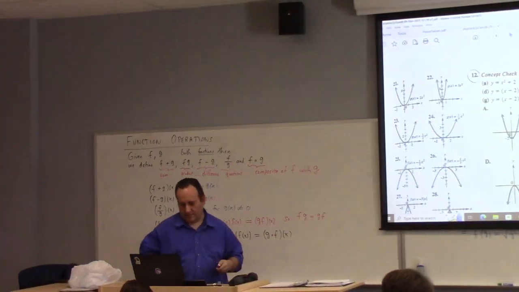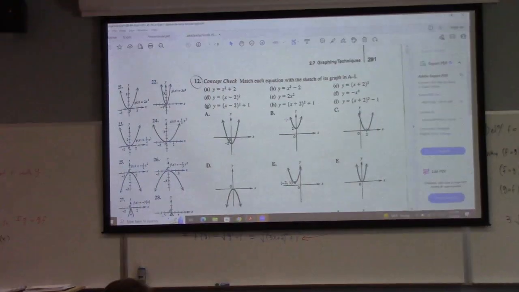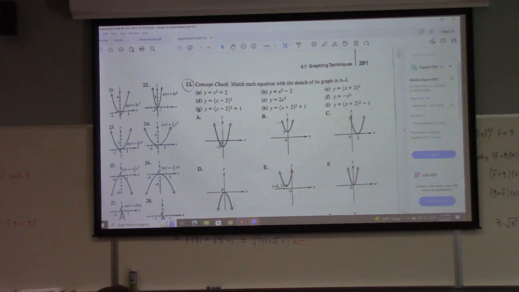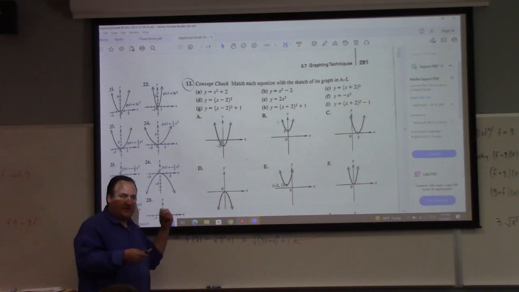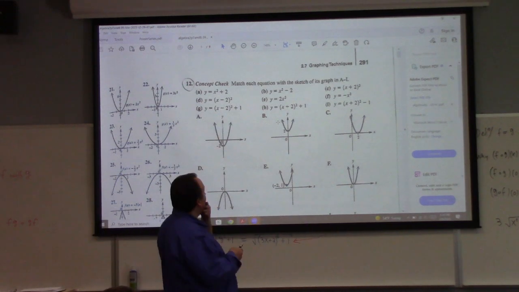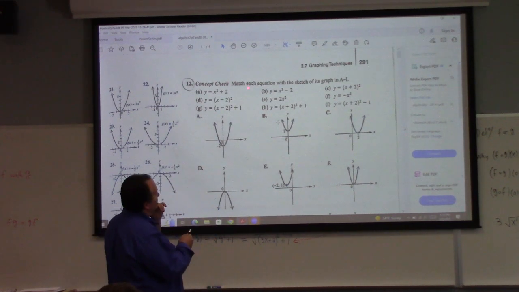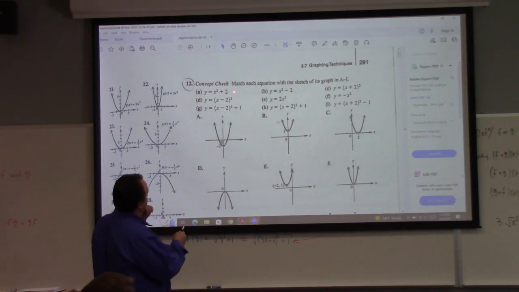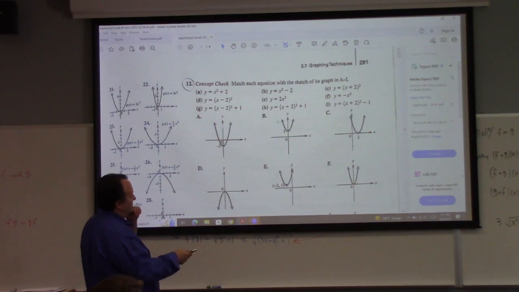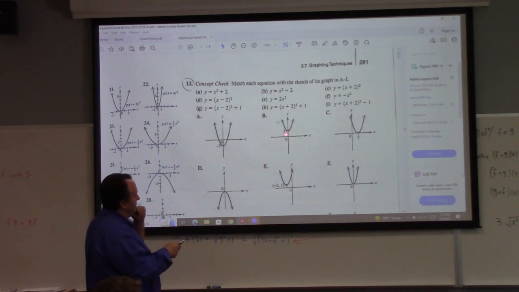All right, so let's see here. Yeah, let's just talk about this one for a minute. This is from section 2.7. This is on that transformation stuff we did last time. So you guys help me out. We're supposed to match each equation with the sketch of the graph down here. So x squared plus 2. Which one's that? Is it this one? B.